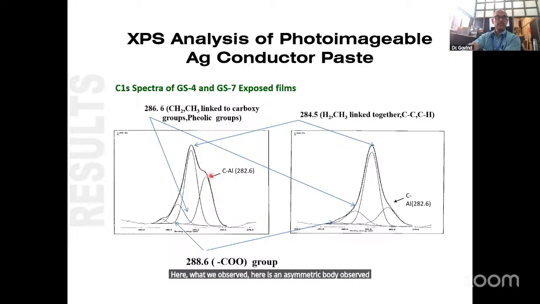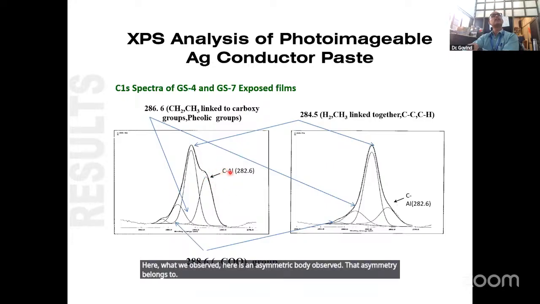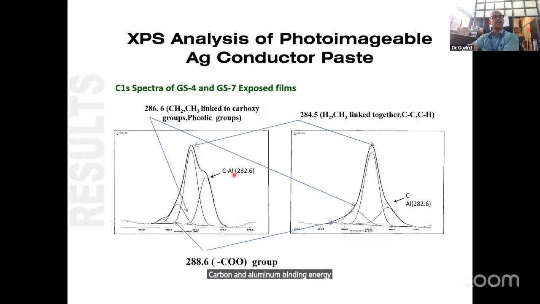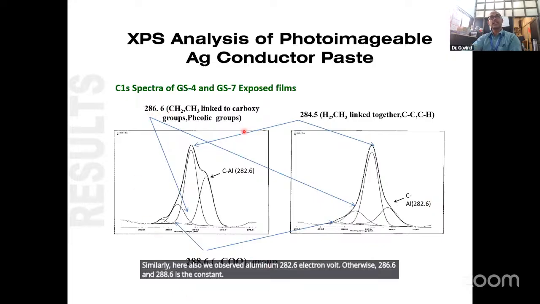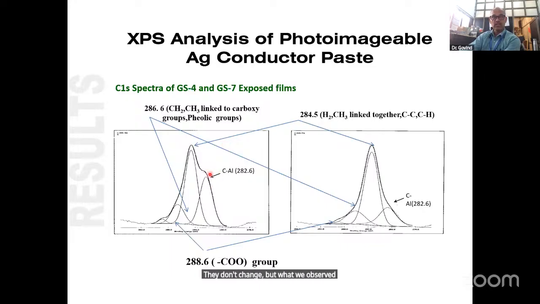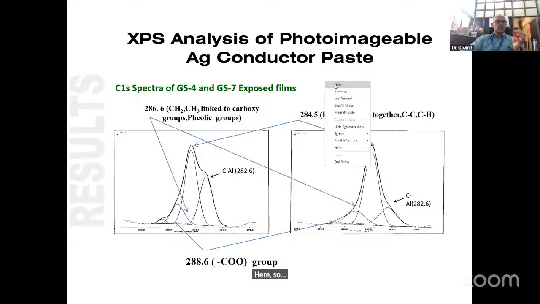Here, what we observe is the asymmetry. That asymmetry belongs to the carbon and aluminum binding energy, related to 282.6 electron volt. Similarly, here also we observe aluminum at 282.6 electron volt. Otherwise, 286.6 and 288.6 are constant. They don't change. But what we observe is that saturation occurs at the surface, and a new binding energy occurs, related to C-Al bonding here also. This is related to carbon.